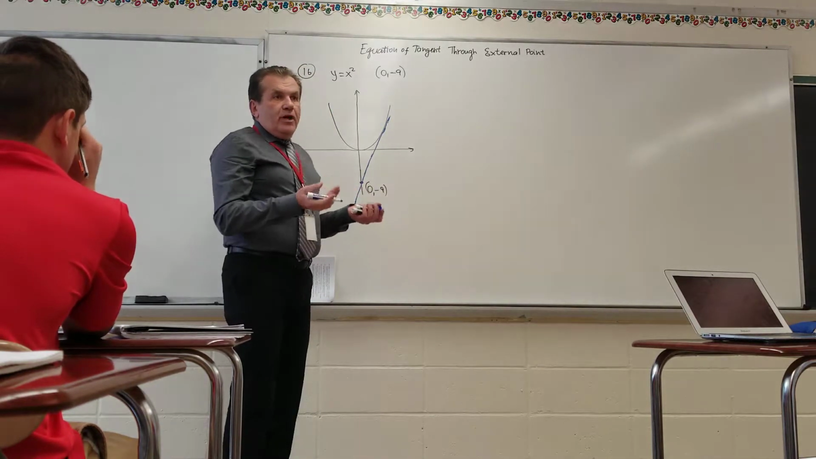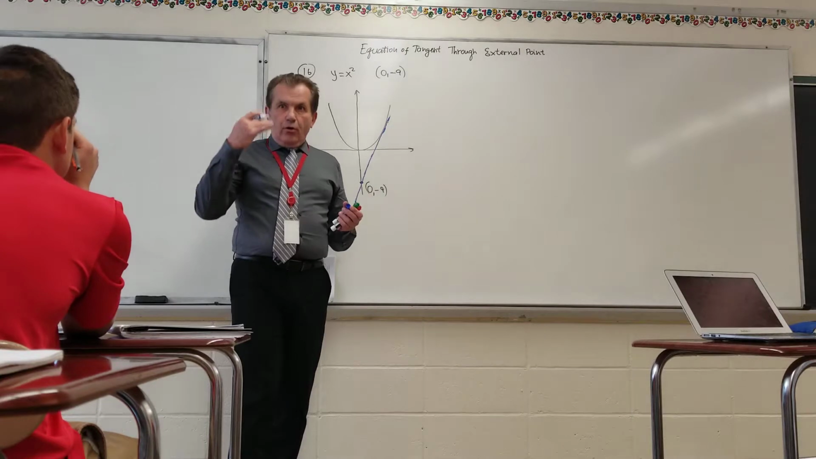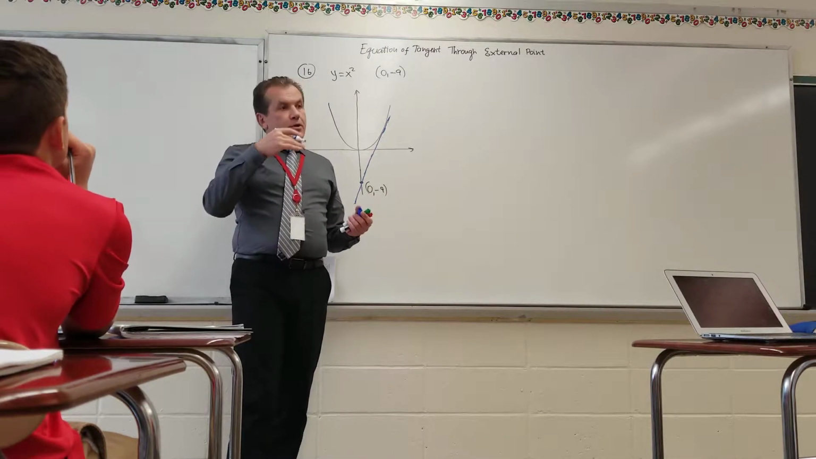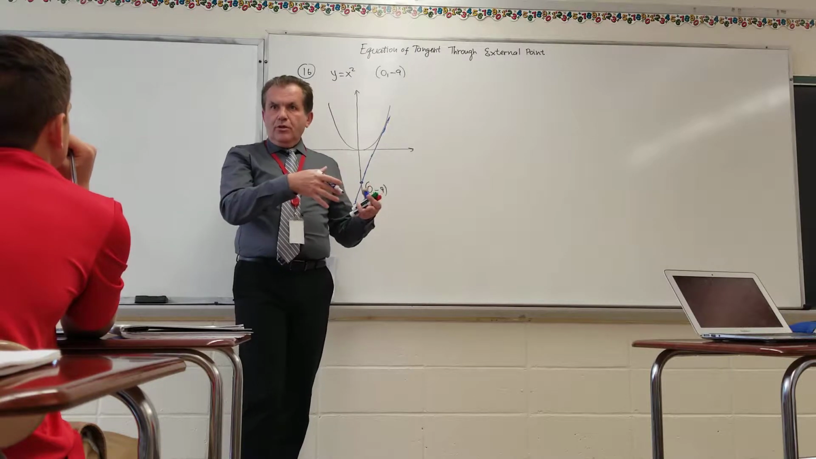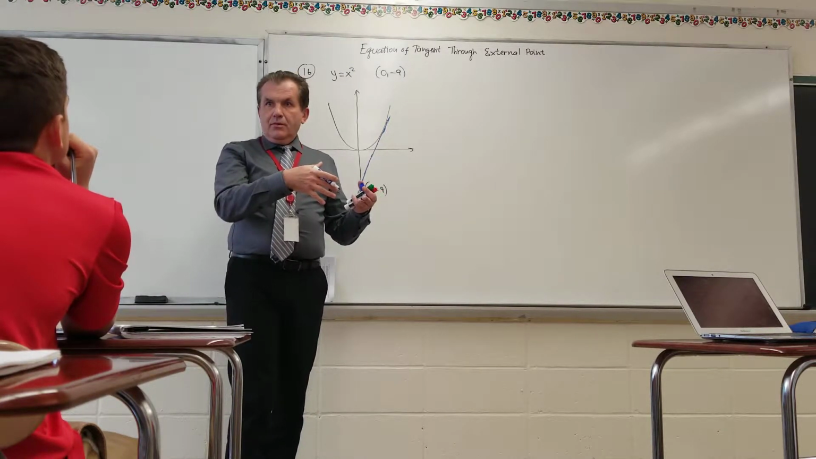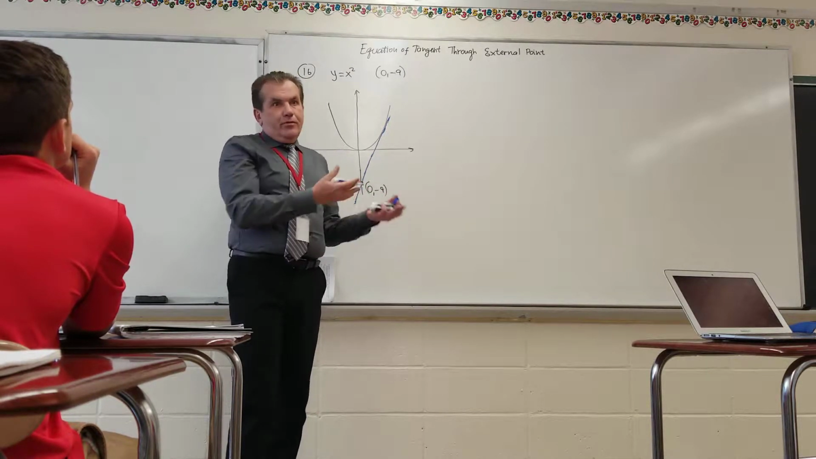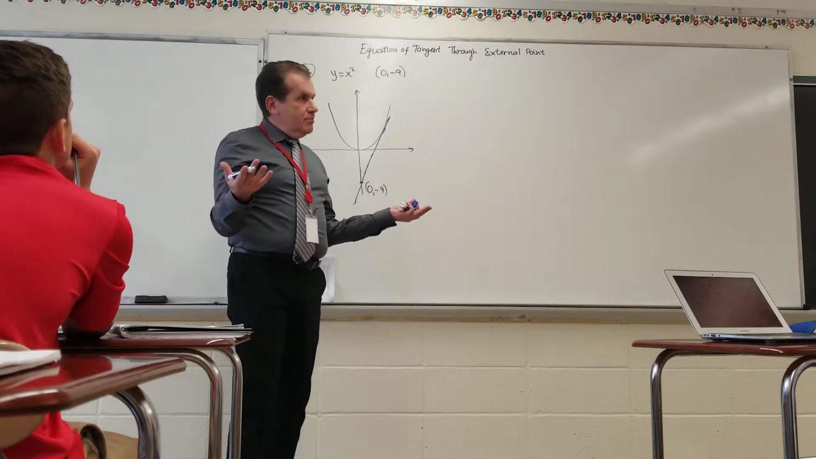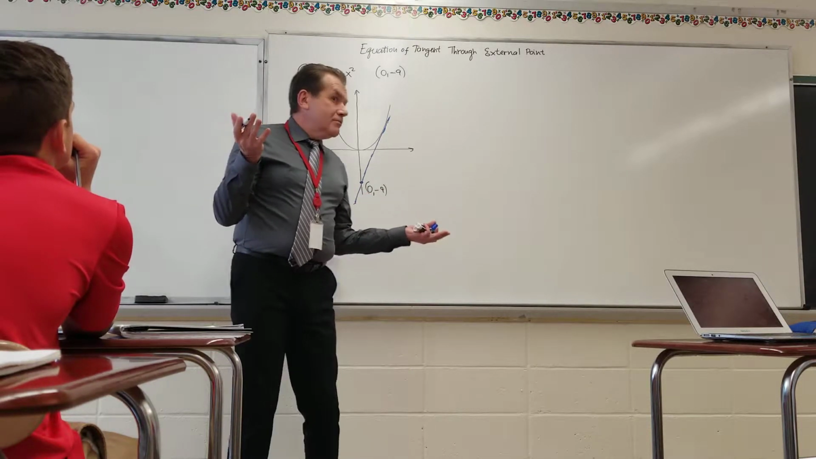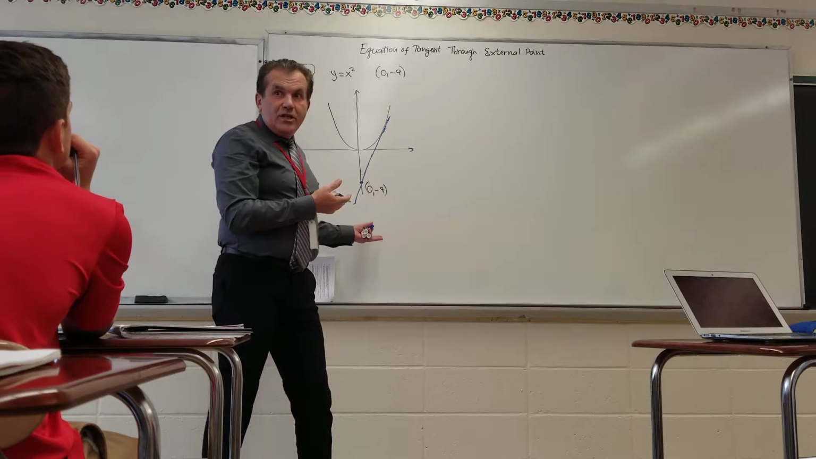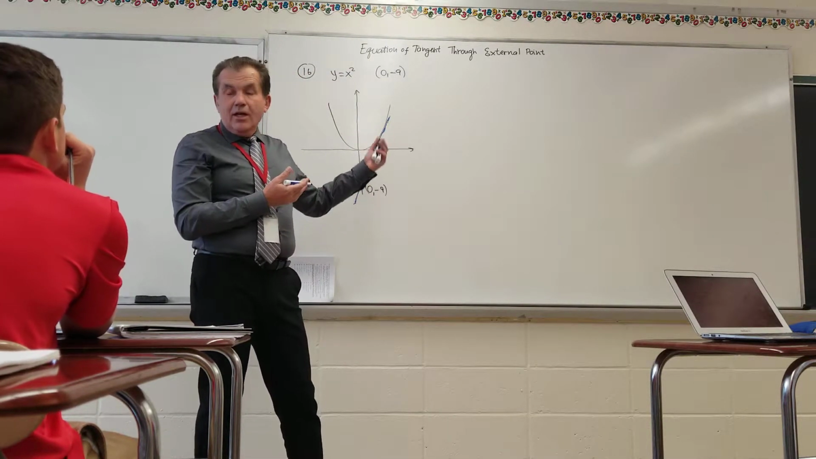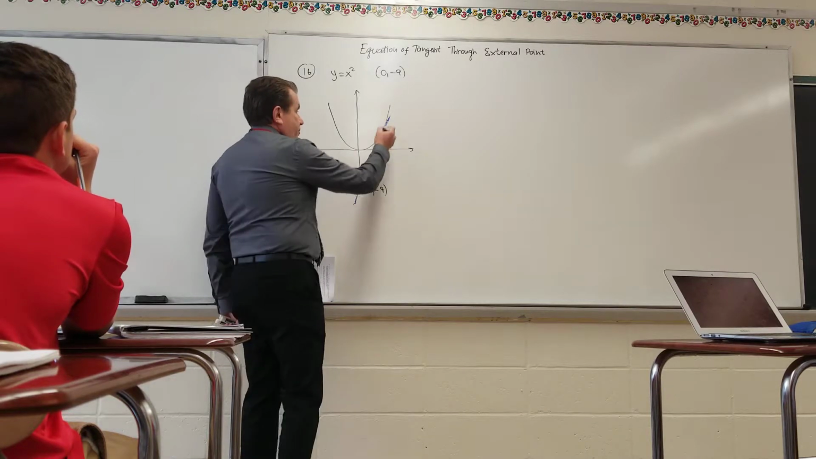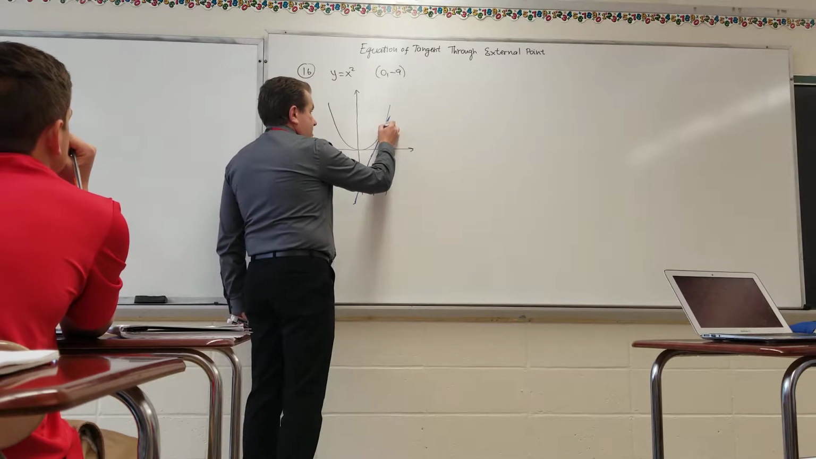Now, to find the slope when the point was on the curve, we plugged the x of the point into the derivative. We cannot do it right now for a very simple reason. This point is not on the curve, not on the parabola, right? So what do we do? We need to find the point of tangency. That's our thing, right?